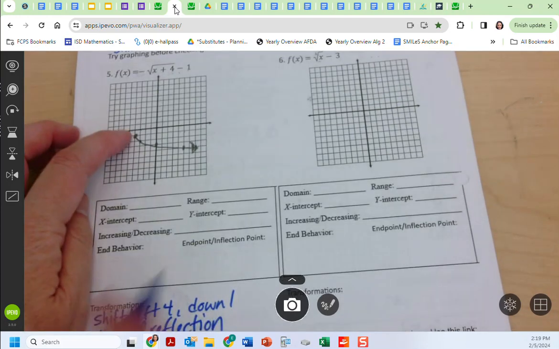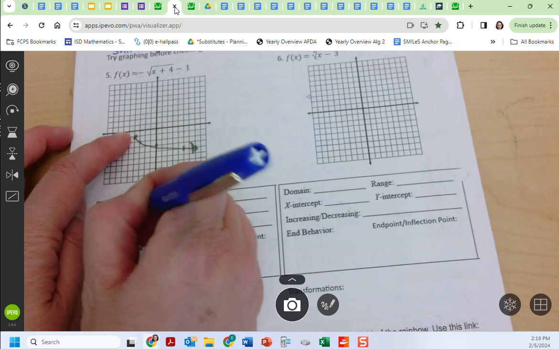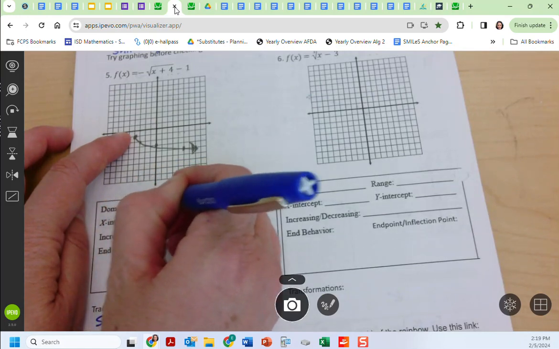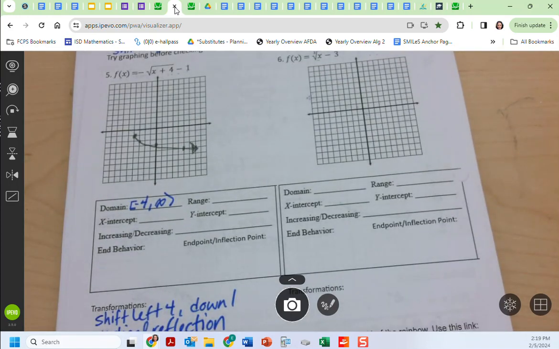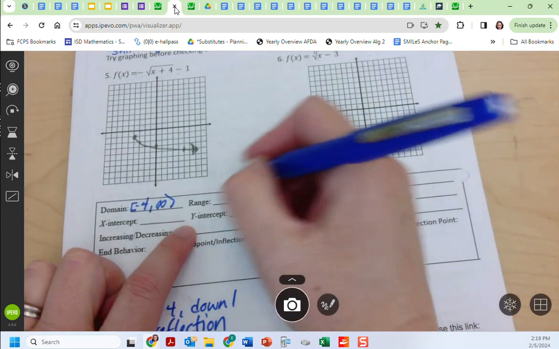All right, my domain starts back here at -4, and it goes till infinity. My range does not start at the endpoint. My range starts at the bottom of the graph. And what's at the bottom of the graph? I heard negative infinity. Who was that? Is that Brenda? Nice. Okay. My range starts at negative infinity.